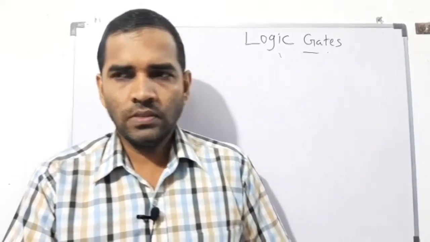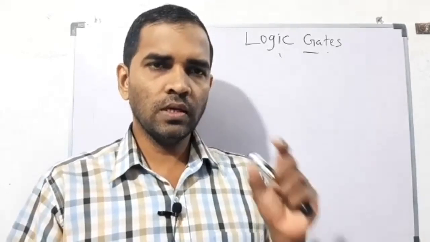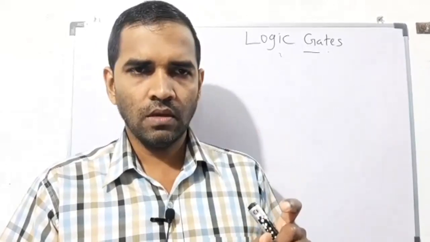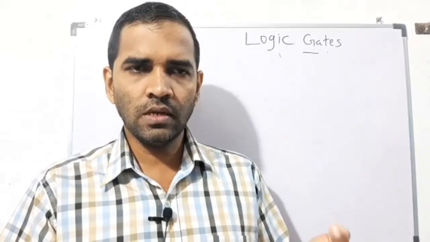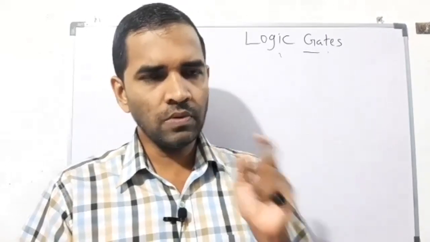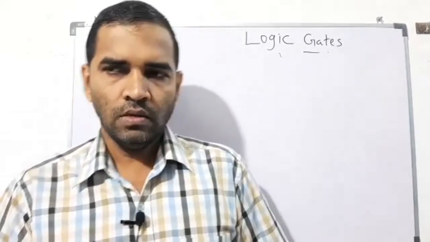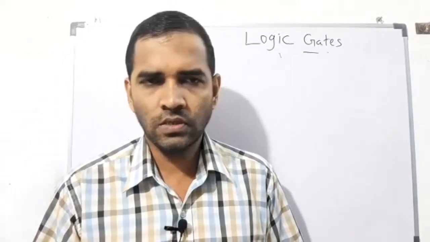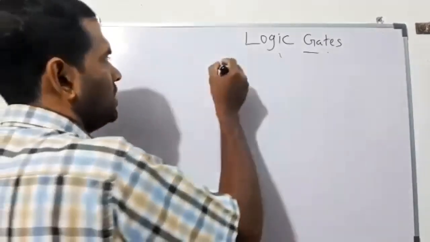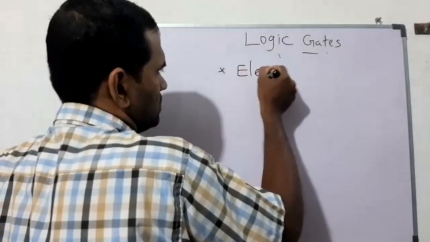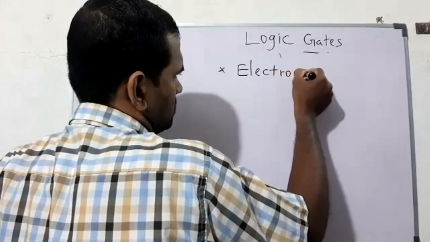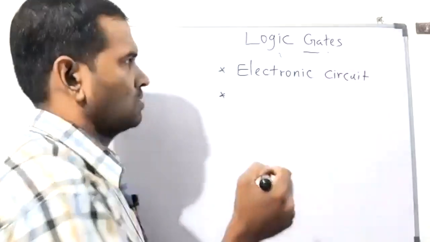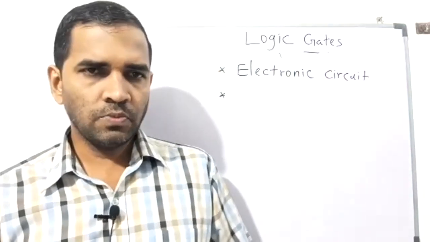Okay, first of all, I should explain what a logic gate is. Listen to me. It takes some time to understand the concept. Maybe at the beginning it may be a little difficult to understand, but wait patiently. It will be very simple when we go through. So first of all, a logic gate is an electronic circuit. Remember that point first. It is an electronic circuit. That is the first point to be remembered.